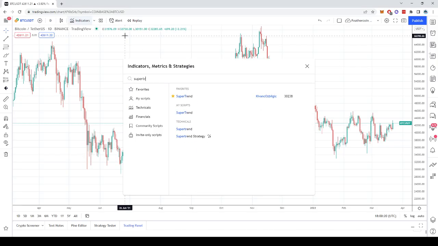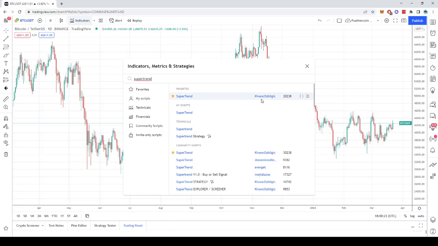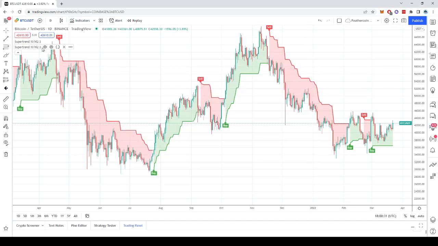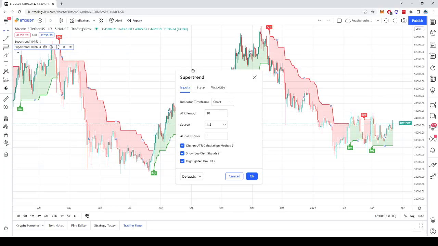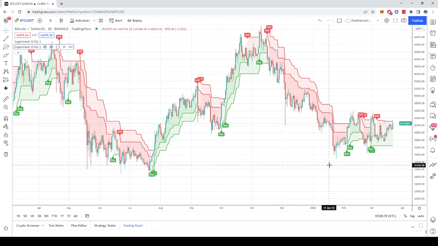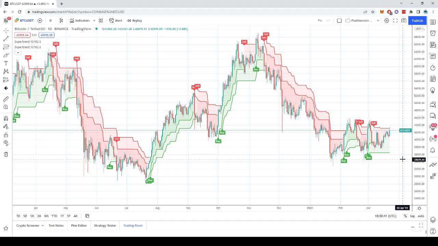The first one I usually add is SuperTrend. The one I use is one of the top ones, and I'll add that twice. So I'll click it twice, and that'll give me two SuperTrends. On one of the SuperTrends I'm going to click on the little gear wheel and change the ATR multiplier to 2. This is going to give me two different entries, and it's going to help with the confluence with OBV, and I will show you how that works in a little bit.